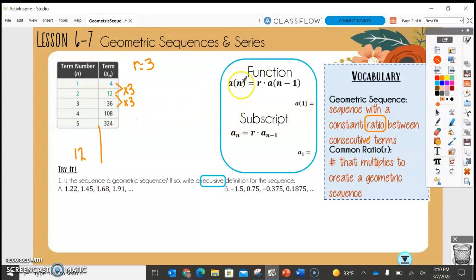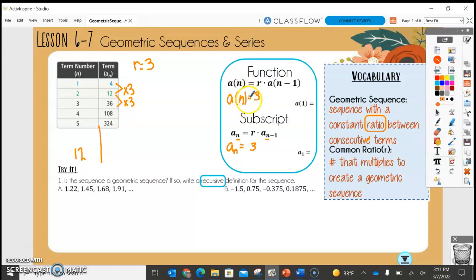Here are the 2 types of recursive notations. Subscript simply means these tiny little n's are written below. The n's can enlarge here and be written the same way. So notice we have the r here. In this case, our r would be 3. We're multiplying by 3 each time. A of n or a sub n always stays the same. I generally will write my recursive formulas with subscript, but we can practice both of them.